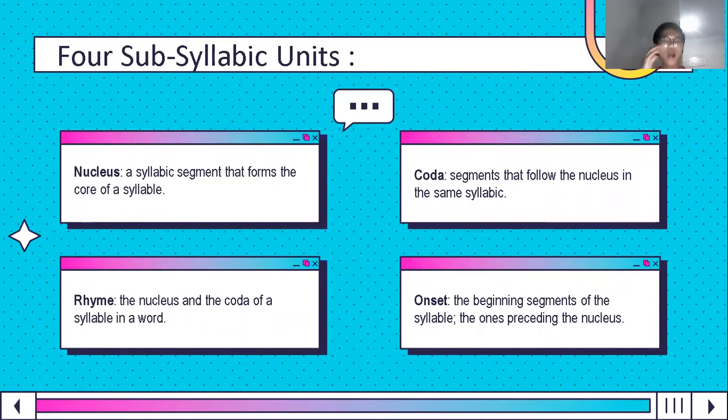The third is the rhyme. The rhyme is the nucleus and the coda of a syllable in one word. The fourth is the onset. The onset is the beginning segment of the syllable, the one preceding the nucleus.